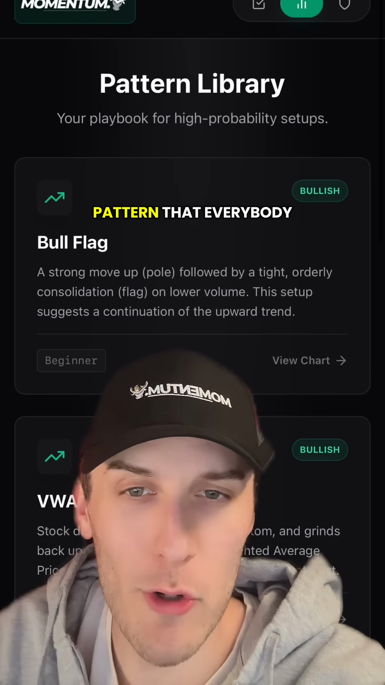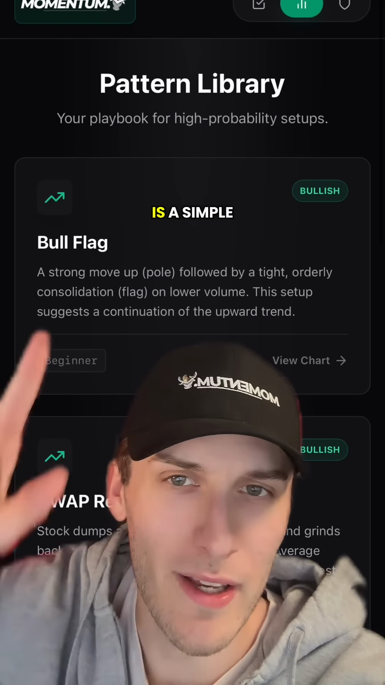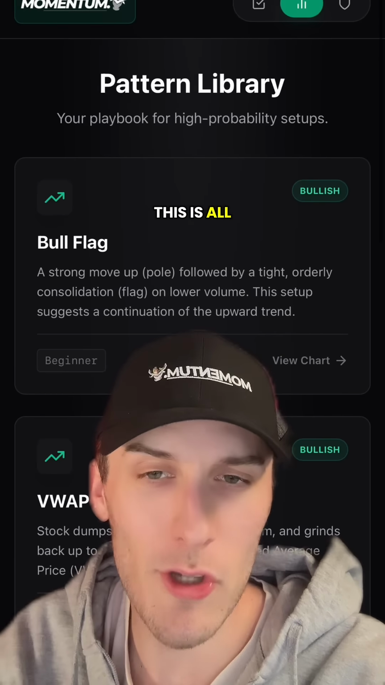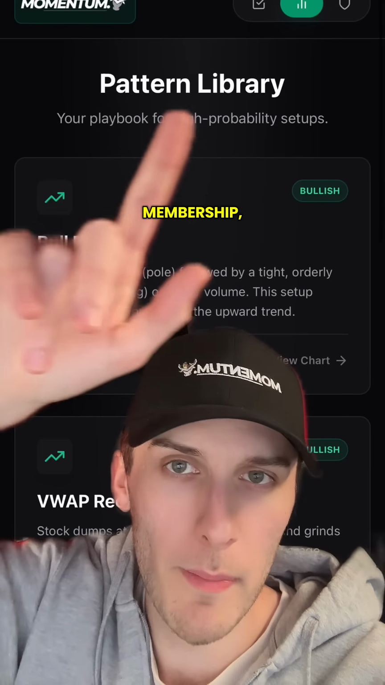Now, the first chart pattern that everybody should already know and should be trading is a simple bull flag. And by the way, this is all included in the app that you get with your membership, our pattern library.